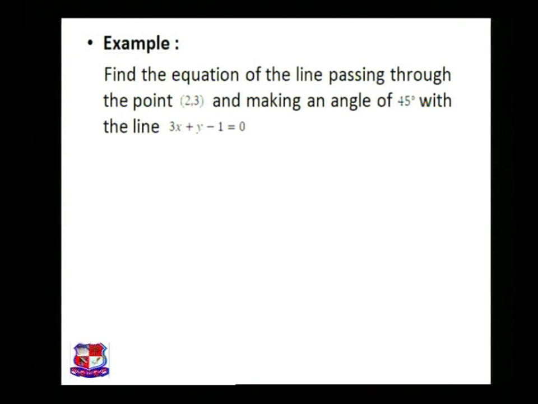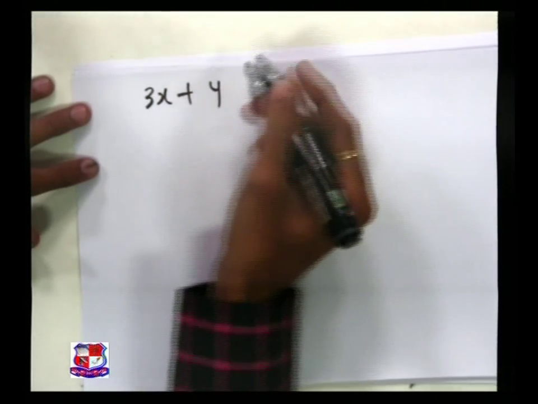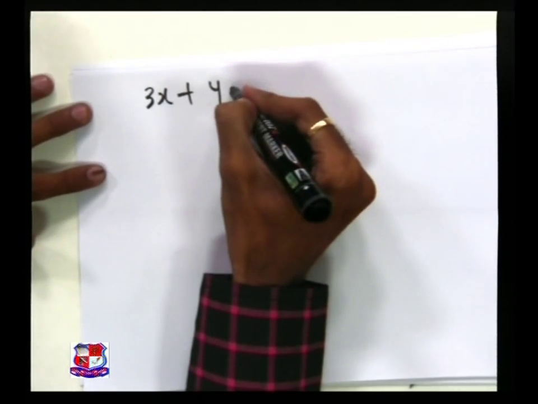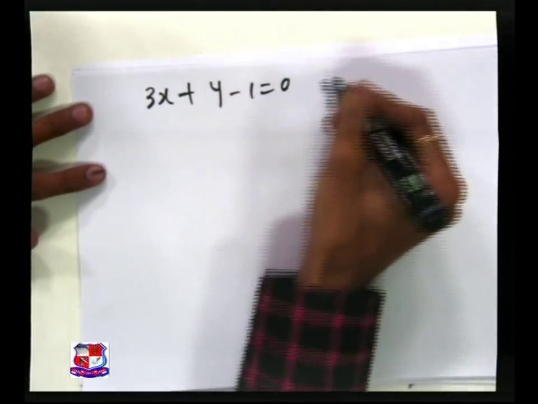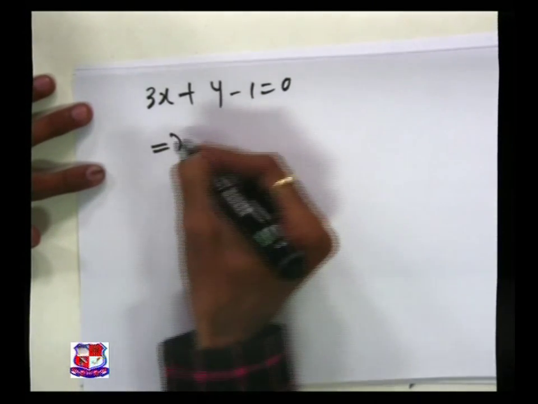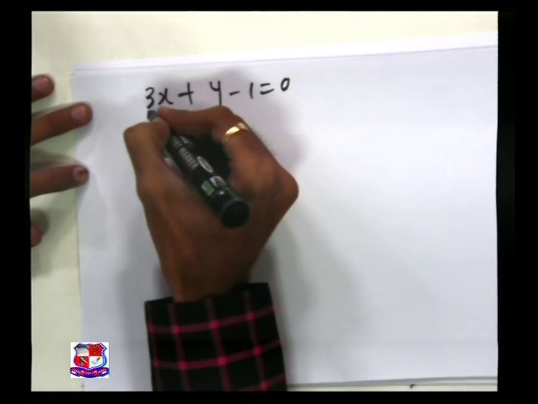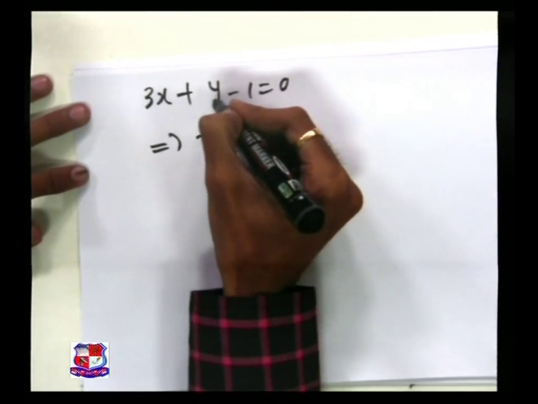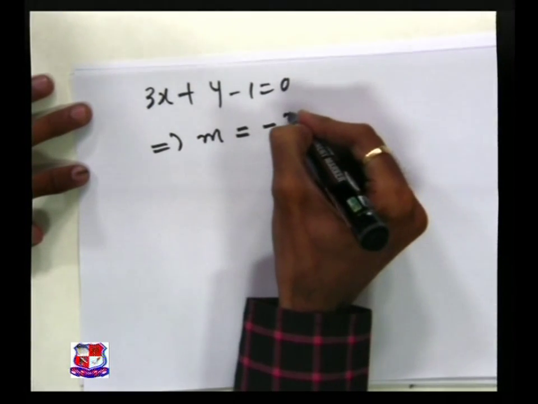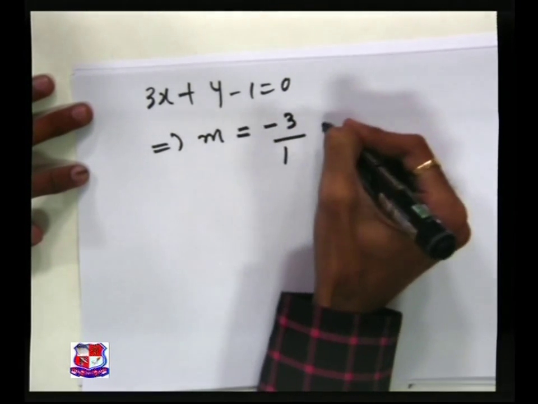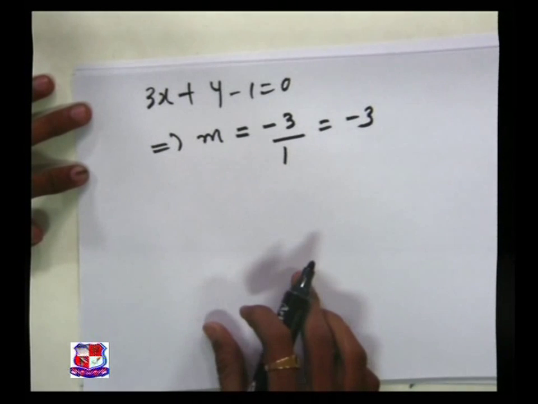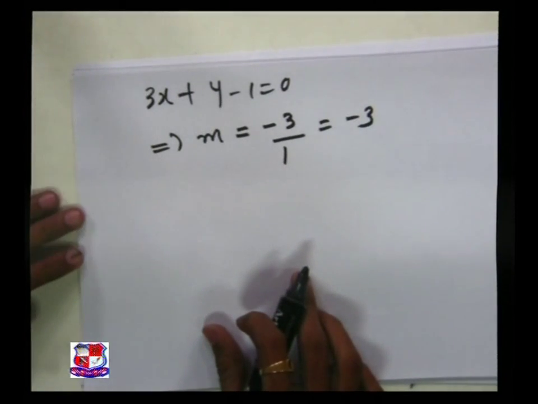So we have the given line 3x + y − 1 = 0. Let us find the slope of this line. The slope is equal to −a/b. Here a = 3 and b = 1. So the slope is −3/1, that is −3, which is the slope of the given line.